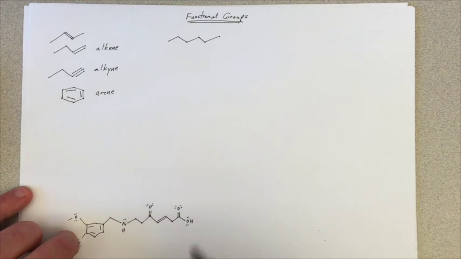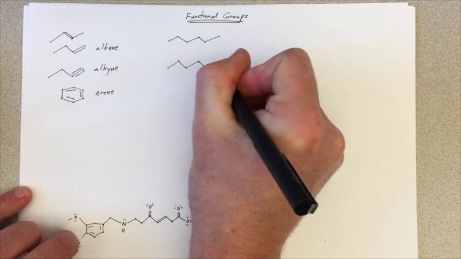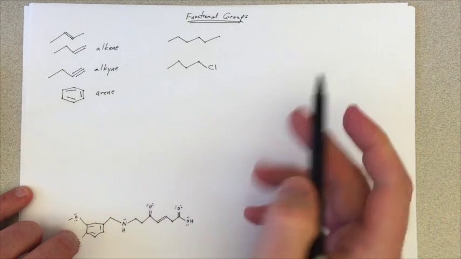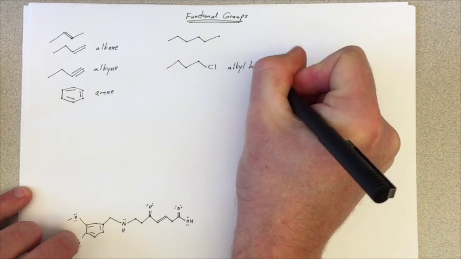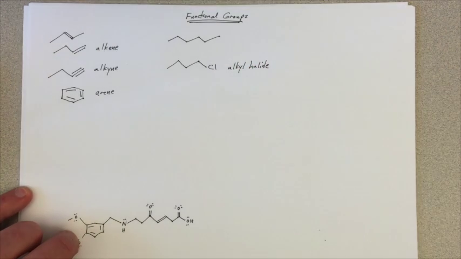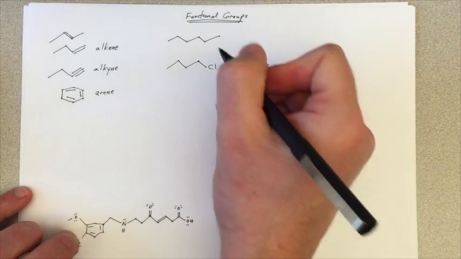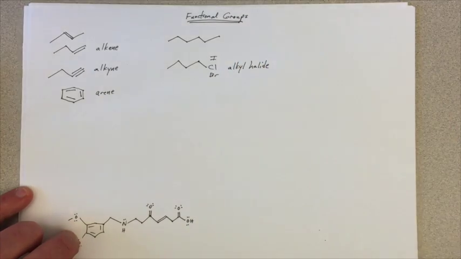Okay, now let's show some functional groups where we're adding different types of atoms. Here's one. We've added an electronegative halogen to this. We call this an alkyl halide. Sometimes you can just call it a halide. That halogen can be any halogen. It could be iodine, bromine, chlorine, fluorine, whatever. Those are all different alkyl halides.